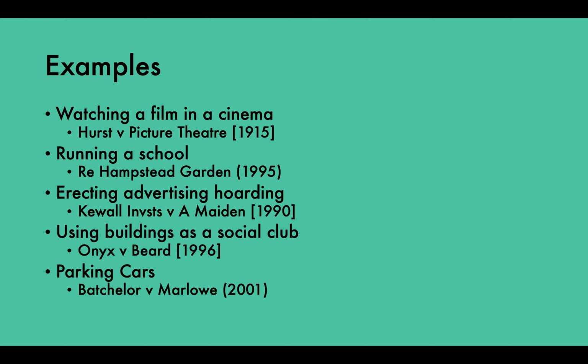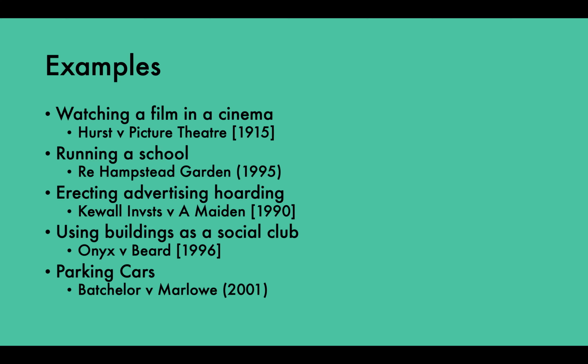You need to have a license to use buildings as a social club. So in Onyx and Beard, you need a license to use buildings as a social club. So any damage to that property would terminate a license. And remember, a license only gives you permission to do what a license says. So, if you've got a license and it allows you to do certain things, if you go above and beyond those stipulations, you're going to be in breach of that license.